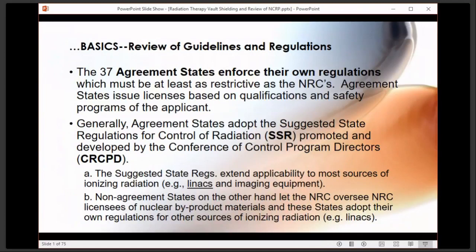Non-agreement states basically let the NRC oversee their NRC licensees on nuclear byproduct materials, and these states adopt their own regulations for other sources of ionizing radiation, such as LINACs.